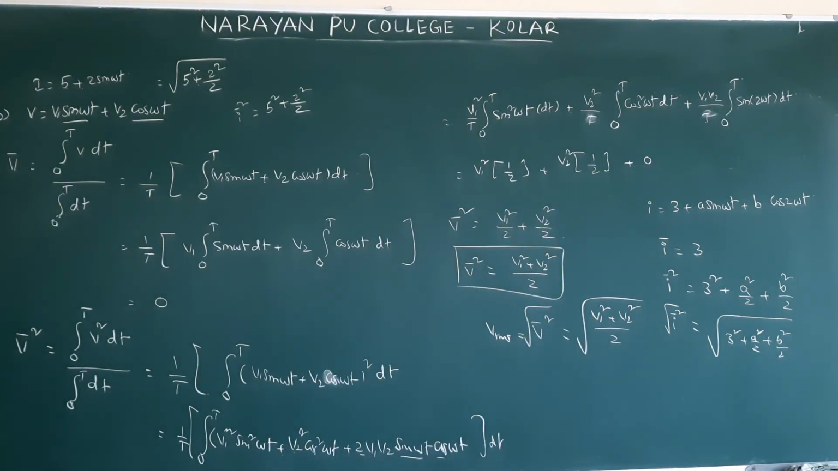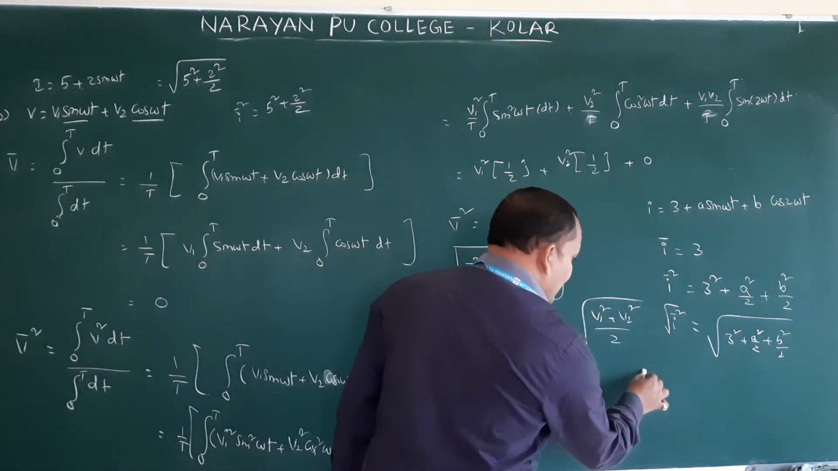Next, B. They gave I1 sin omega t, I2 sin 2 omega t, I3 sin 3 omega t plus 5. C question.